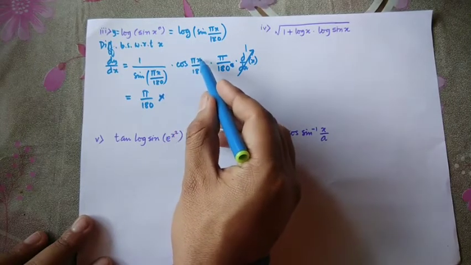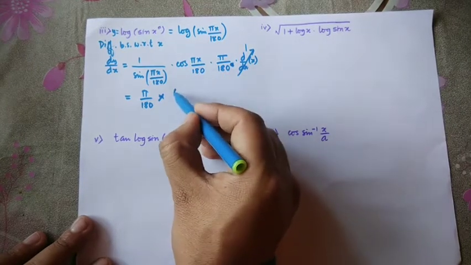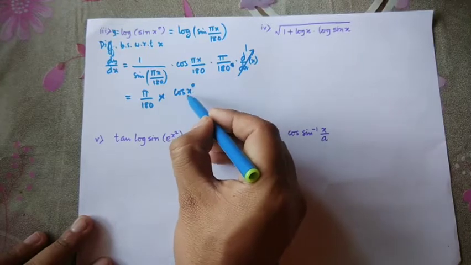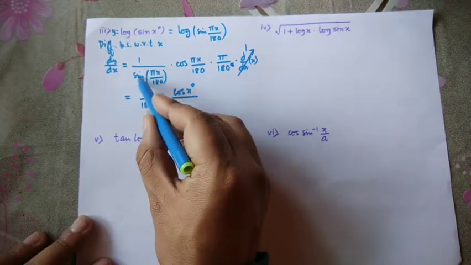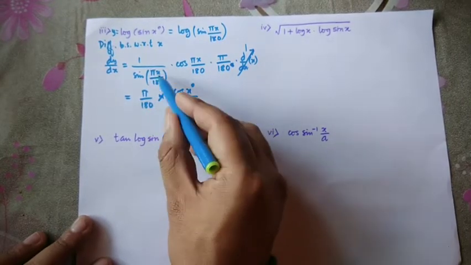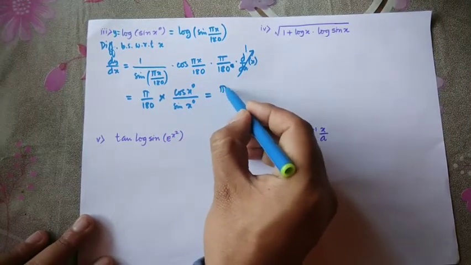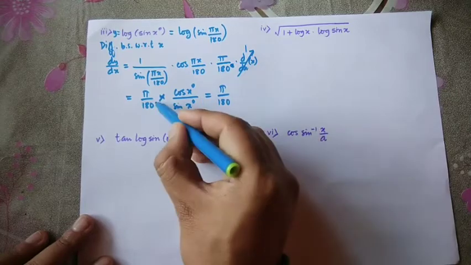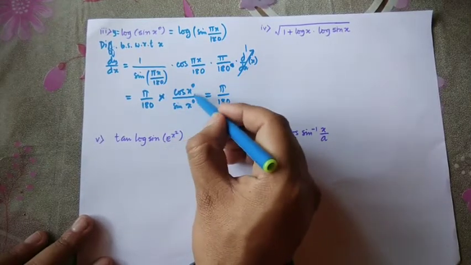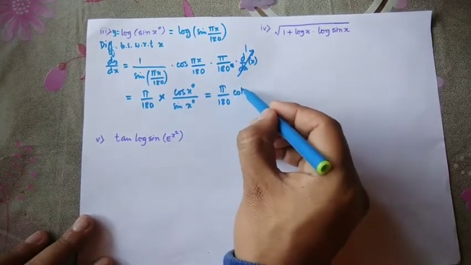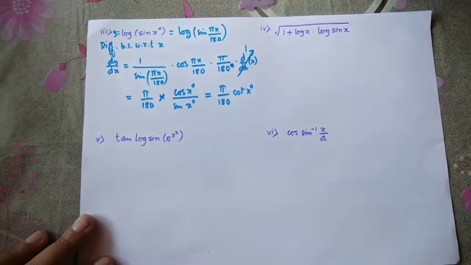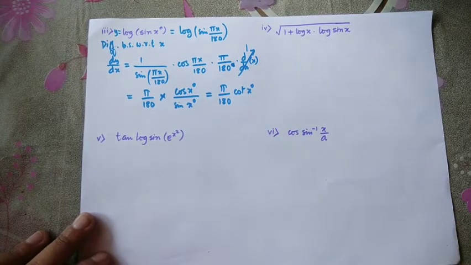Now this cos pi x by 180 can be written as cos x degree, right? Similarly sine pi x by 180 can be written as sine x degree, and this equals pi by 180 into, this is how much? This is cot x degree. Hope you have understood the sum.